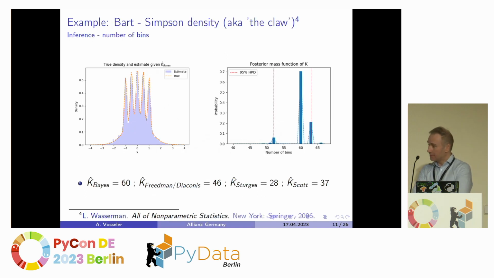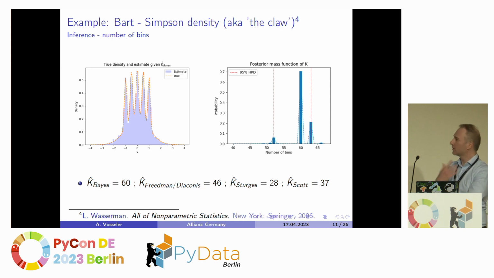To give you a simple example, how does that work? So how does the estimation process of the number of bins work? We used a relatively famous example from Larry Wasserman, which he termed the Bart-Simpson density. And you can see from the form of this density why this has some resemblance. So under the hood, it's mainly a Gaussian mixture model, a 5-component Gaussian mixture model. And it's straightforward to take some random draws from this.